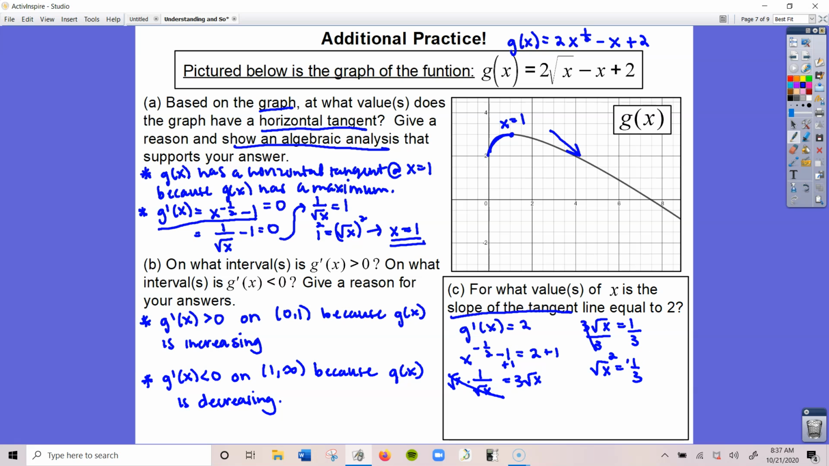And finally, we square both sides. When you square a fraction, as a reminder, that means to square the numerator and square the denominator. So x would equal 1 over 9, and that would give me the slope of the tangent line equal to 2.